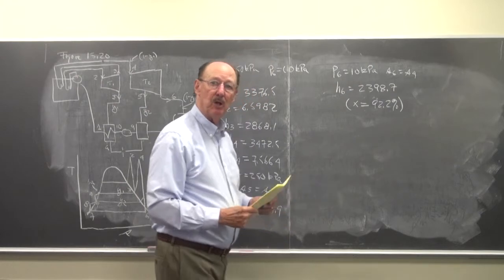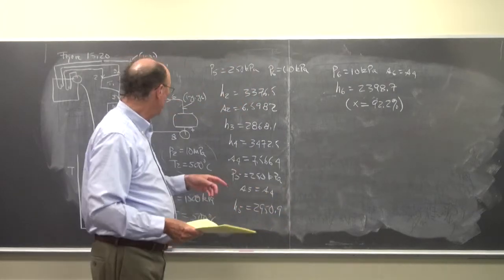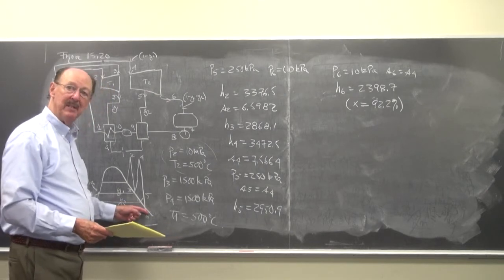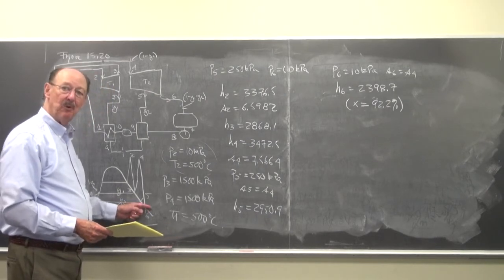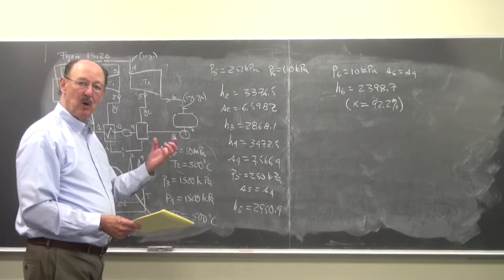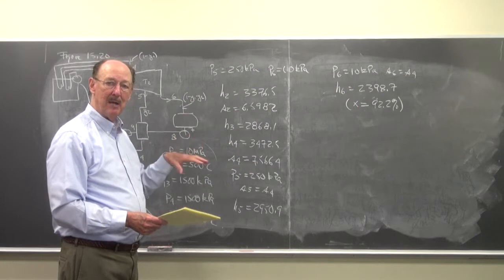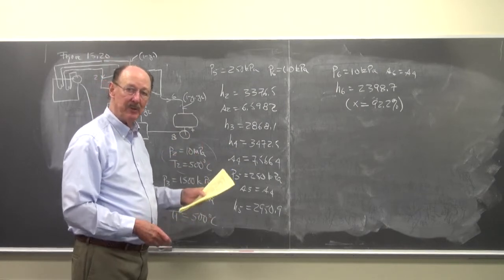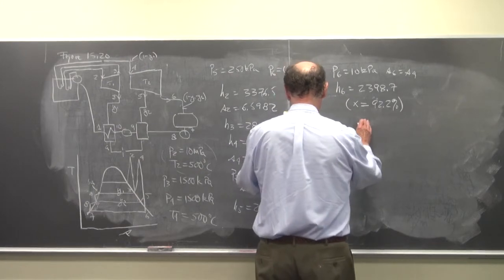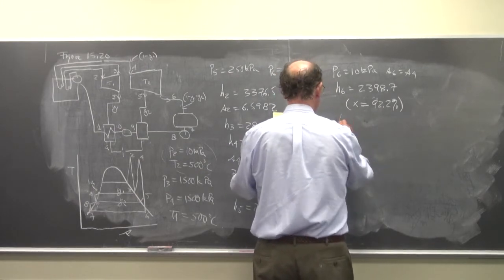So normally, and this is an aside, turbines are designed so the quality exiting the turbine is about 95%. You don't want it too much lower or you get impingement, where the water condenses and you get liquid droplets whacking the blades and eroding them.